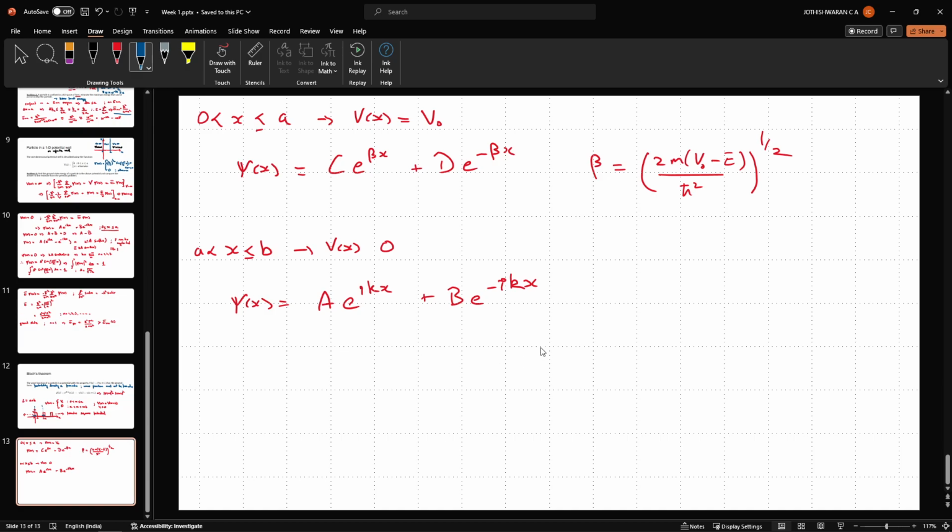I shall not be solving this because this is what is going to be done in the week 2 lectures, which should be available to you by now. So boundary conditions, let me just mention it here.